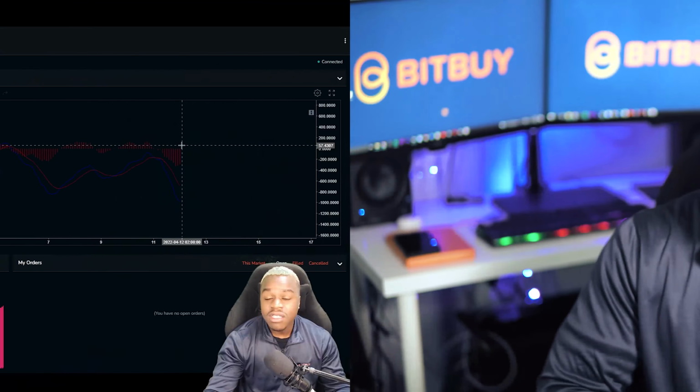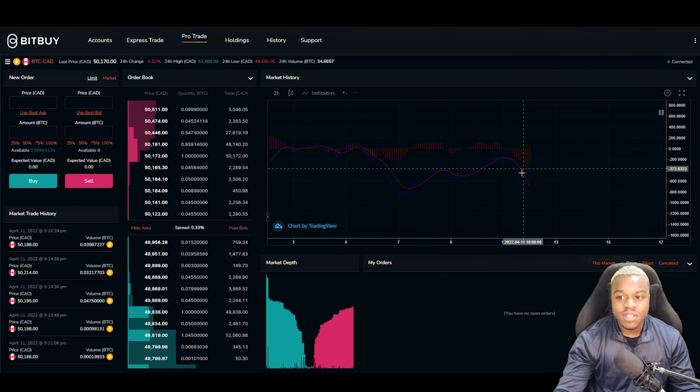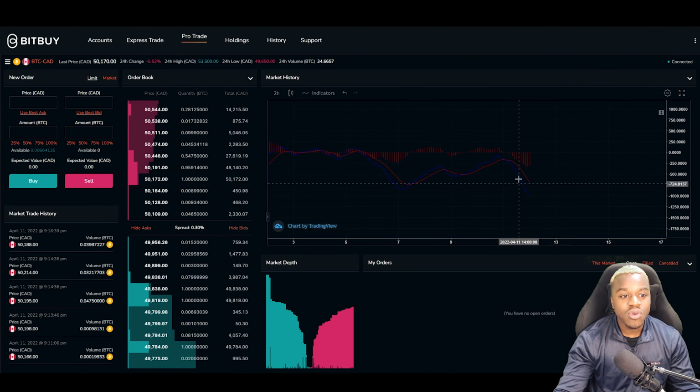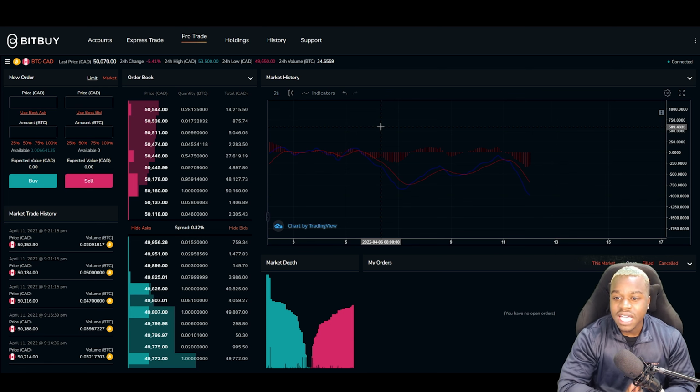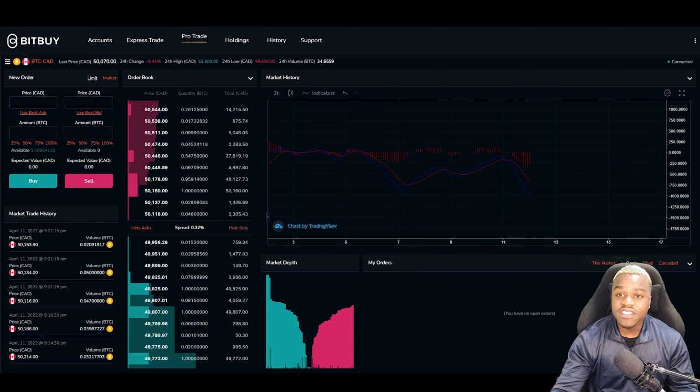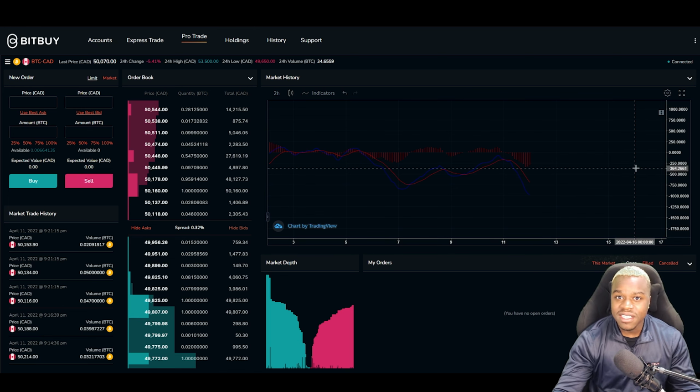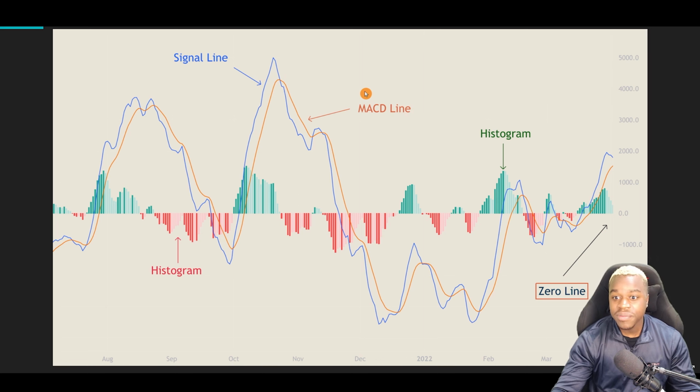Now that we got that covered, what does the MACD measure? The MACD indicator displays the price relationship between two moving averages. In the default settings, it's calculated by subtracting the 26-period EMA, exponential moving average, from the 12-period EMA, and it produces what's called the MACD line. And that is this orange line right here. Then a 9-period EMA of the MACD is plotted on top of the MACD line.